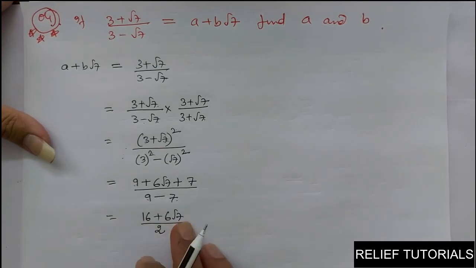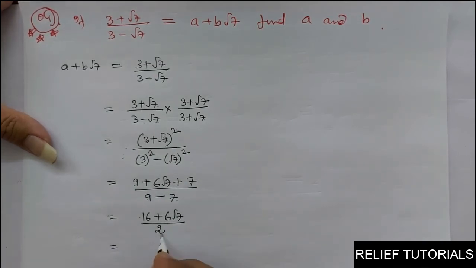So (16 + 6√7)/2. You can divide both numbers by 2, or you can take 2 common. So 16 by 2 is 8, plus 6√7 by 2 is 3√7. Therefore you got that.